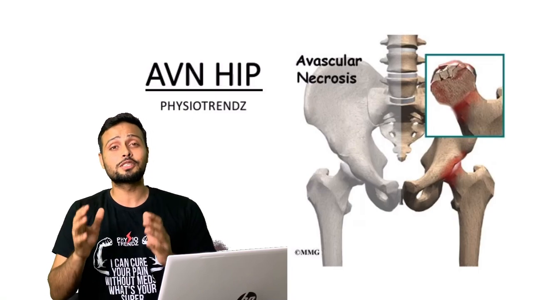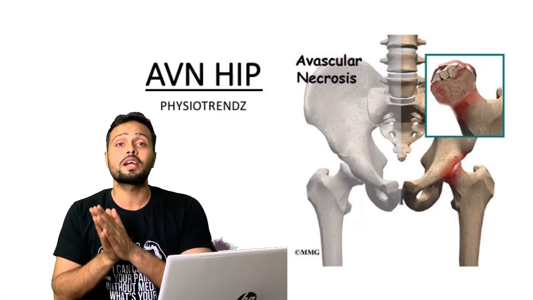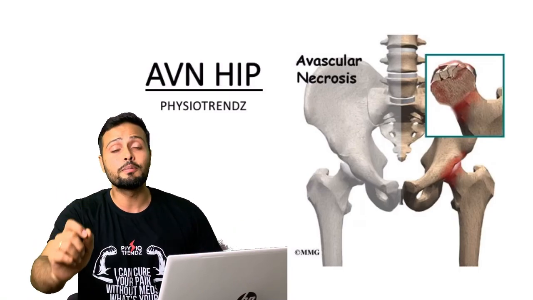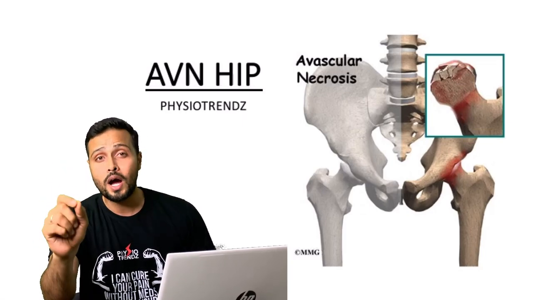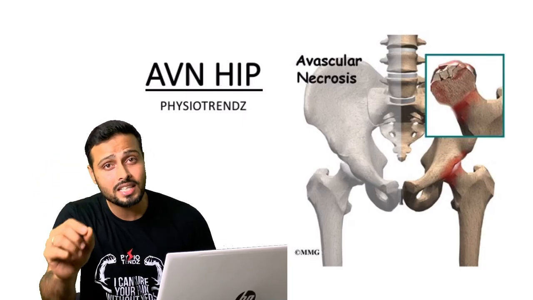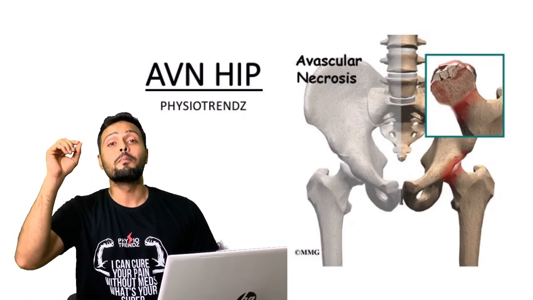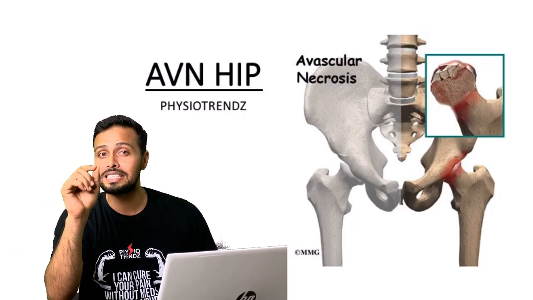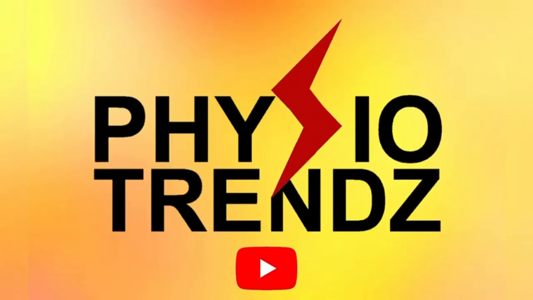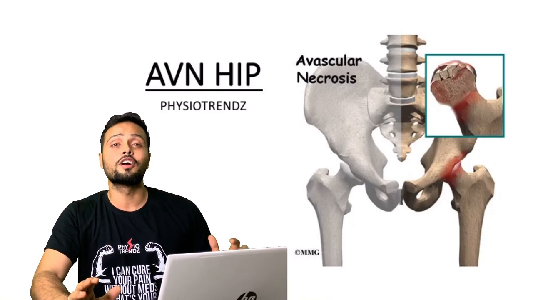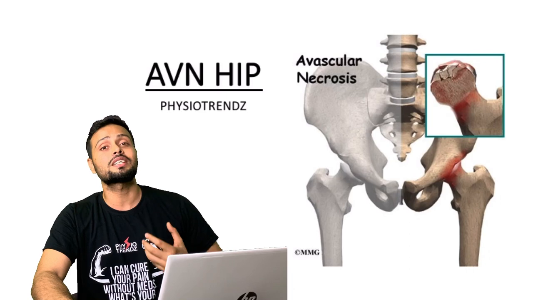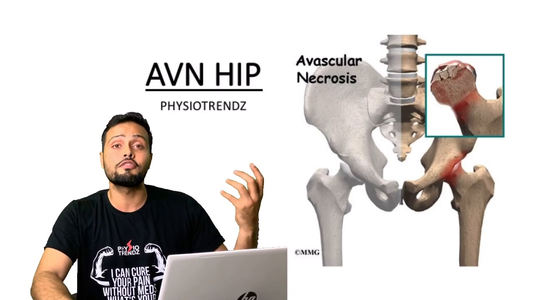My dear friends, this video I have particularly made for avascular necrosis of hip joint, and this is very important from the physiotherapy point of view. Why? Because physiotherapy is the only conservative management which is meant to be very effective for this condition. So let's begin this video with understanding of what is avascular necrosis and what is avascular necrosis of hip joint.